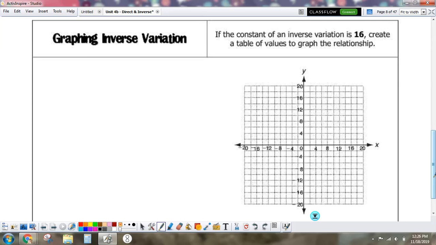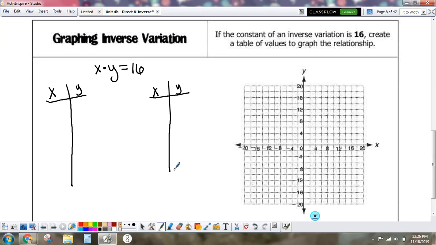To figure out what our graph needs to look like, okay, it tells us that the constant of our inverse variation is 16. So that means my constant, remember, is my x times my y. So x times y needs to equal 16. So I'm going to create 2 different tables here. Okay, I'm going to stick 1 with my positives and then 1 with negative values, because you know a negative times a negative is also a positive.